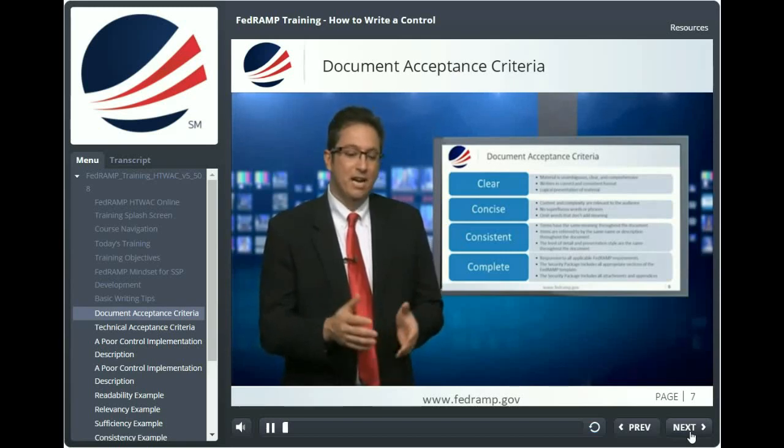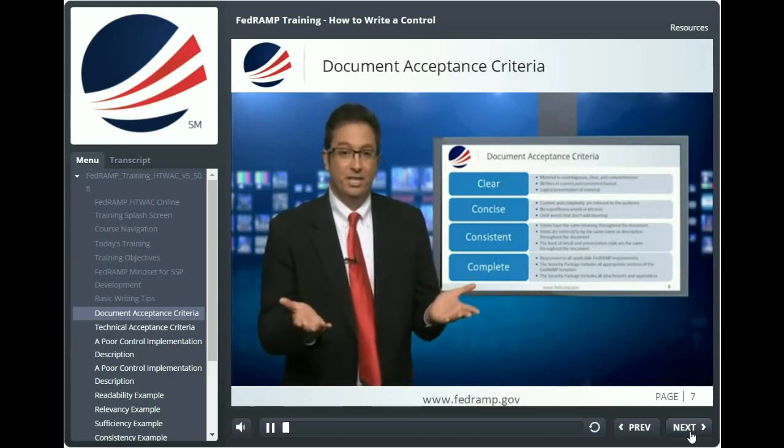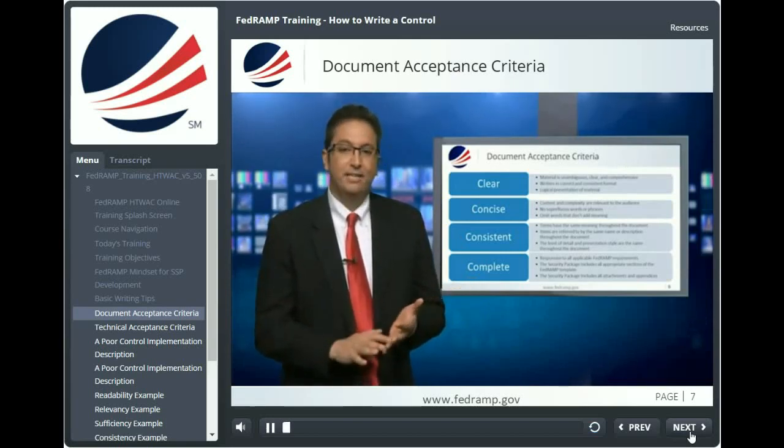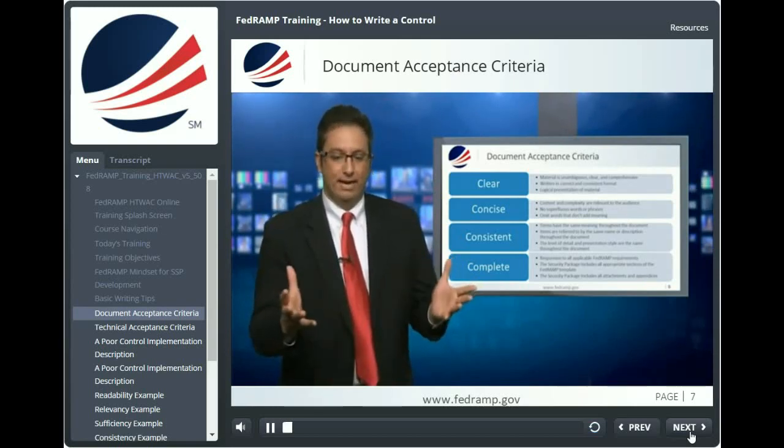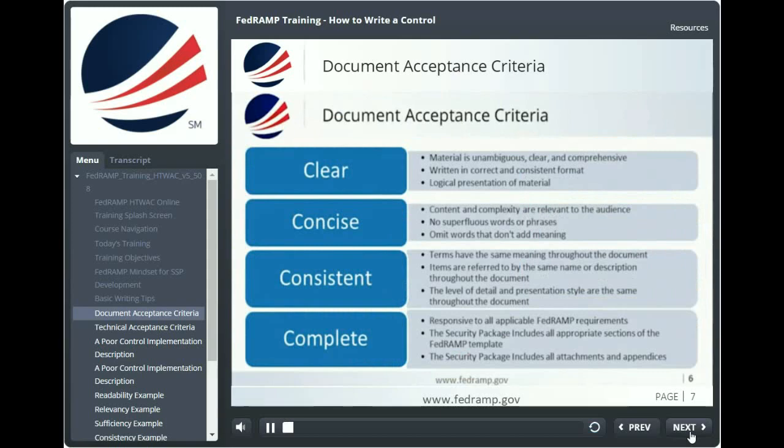Throughout the whole training up until this point, the 4 C's basically: clear, concise, consistent, and complete. So let's talk about clear writing. We want material that is unambiguous, clear, and comprehensive, that you say what you need to say using a solid amount of information, but nice, tight, and compact.